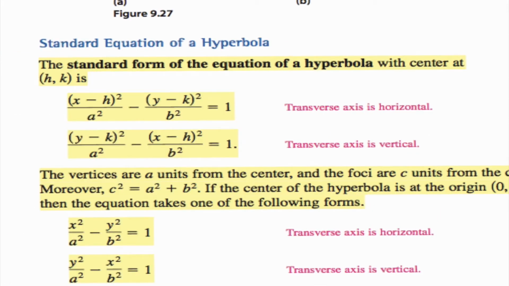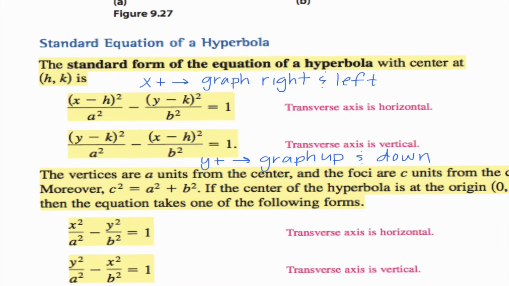So looking at the standard form of an equation, you might notice that these are very, very similar to an ellipse. Okay, the important things for us to remember, and honestly, I don't really care if we know this terminology of a transverse axis, we can just leave it there. The thing that's important for us to know is what direction should we graph. So when x is positive, we're going to graph right and left. When y is positive, we're going to graph up and down. And we will see that as we get into some examples here.